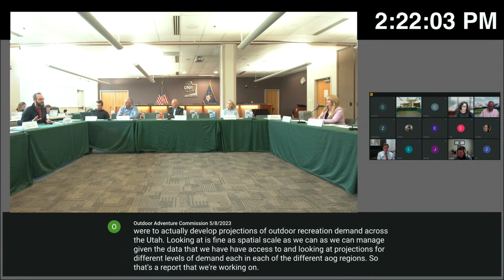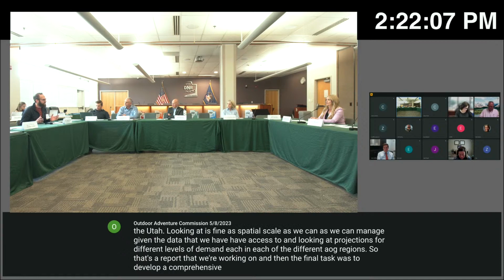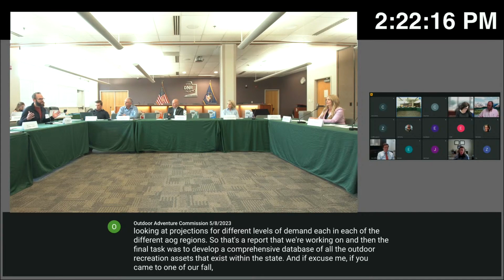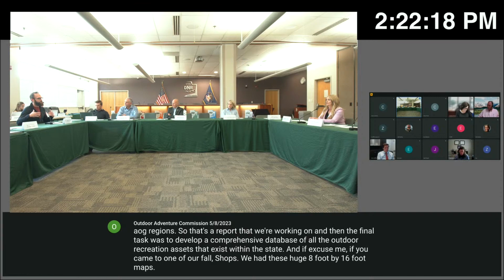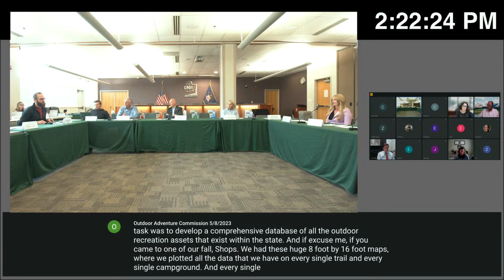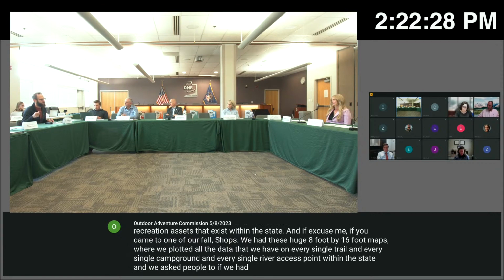And then the final task was to develop a comprehensive database of all the outdoor recreation assets that exist within the state. If you came to one of our fall workshops, we had these huge 8-foot by 16-foot maps where we plotted all the data that we have on every single trail and every single campground and every single river access point within the state.